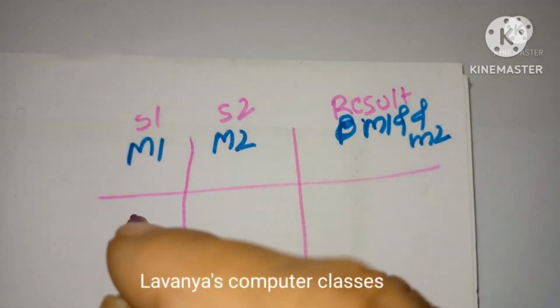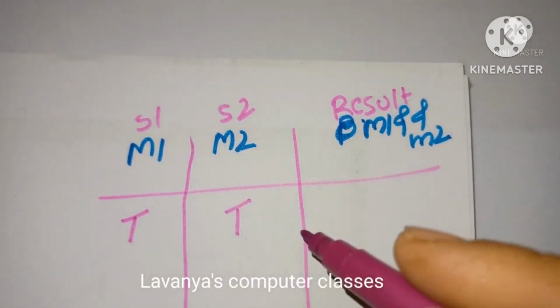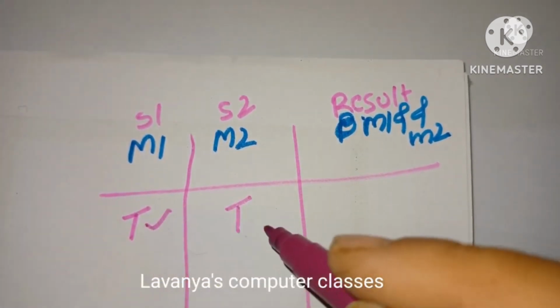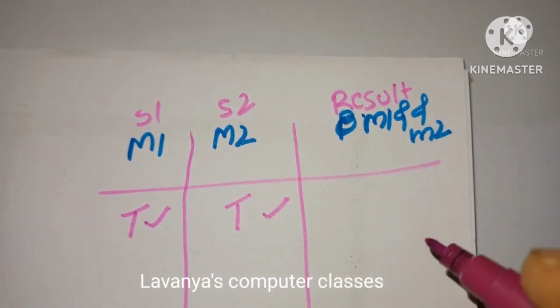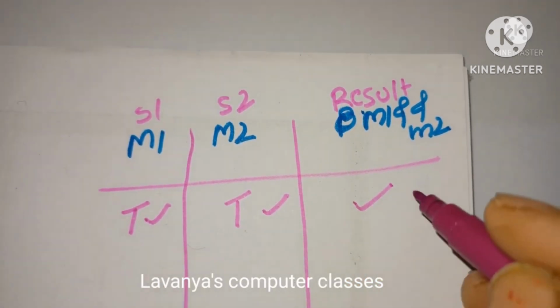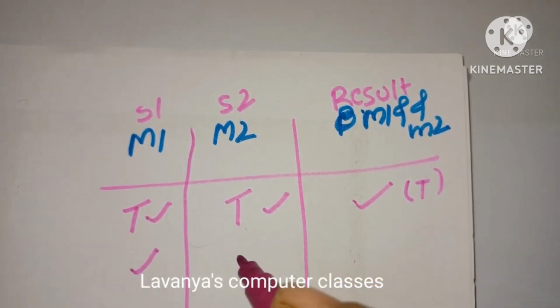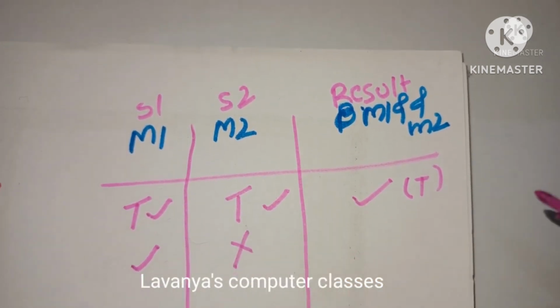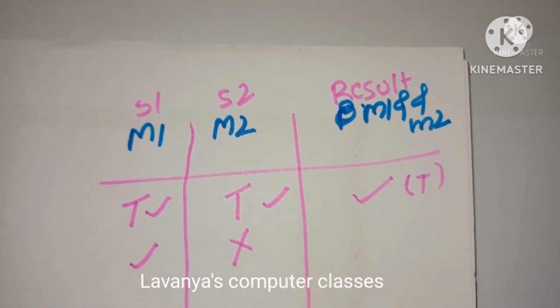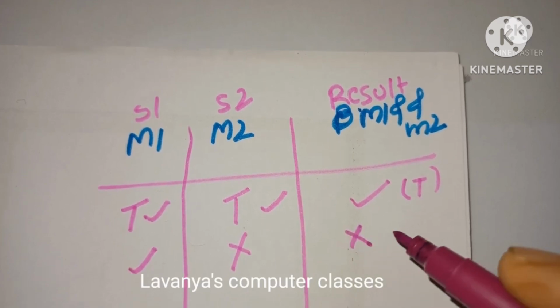For example, in the first subject you are passed and in the second subject you are also passed. Passed means true. First is passed and second is passed. So what is your result, pass or fail? Your result is pass. For example, you passed the first subject but you failed the second subject. What is the result? Are you passed or failed? It means you failed.